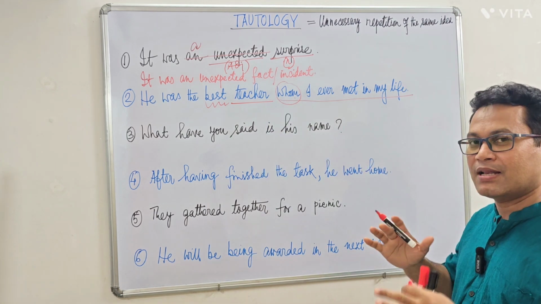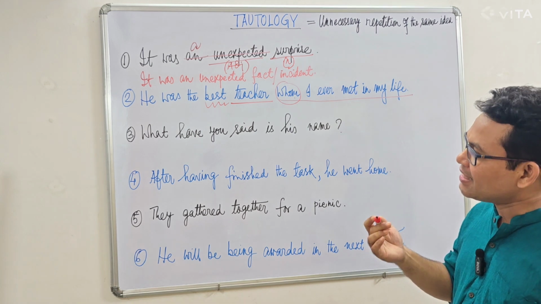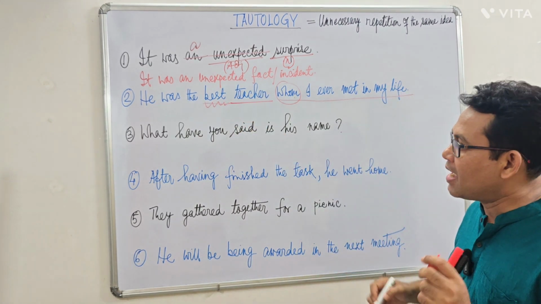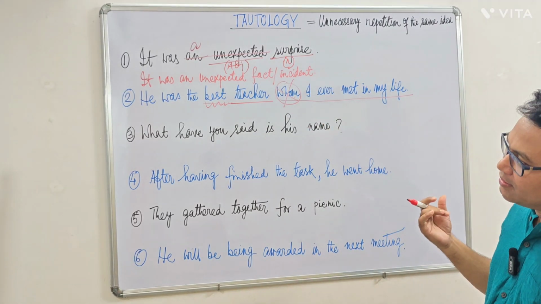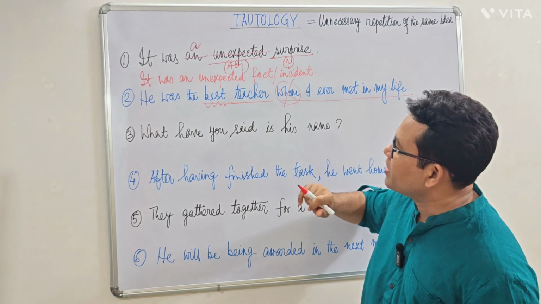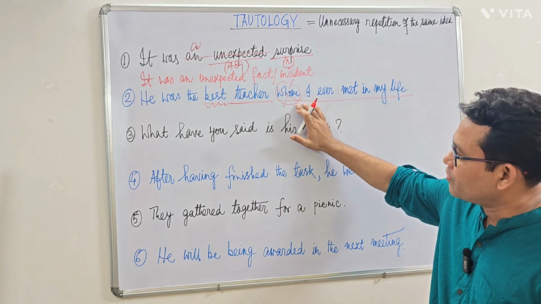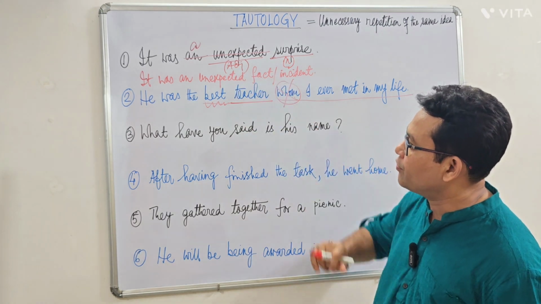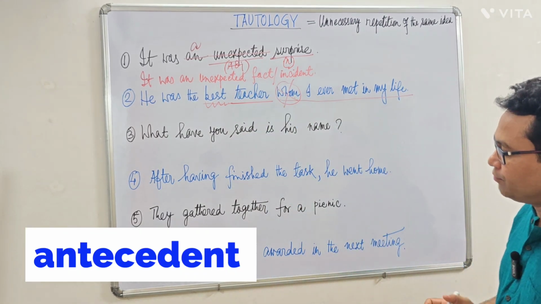And the rule is we can maintain or retain any one of the two, and then in that case we have to retain the superlative degree and we have to drop the relative pronoun whom. Then the sentence will be correct. He was the best teacher I ever met in my life. So the relative pronoun should be dropped if we use the superlative degree before the antecedent, the teacher over here.